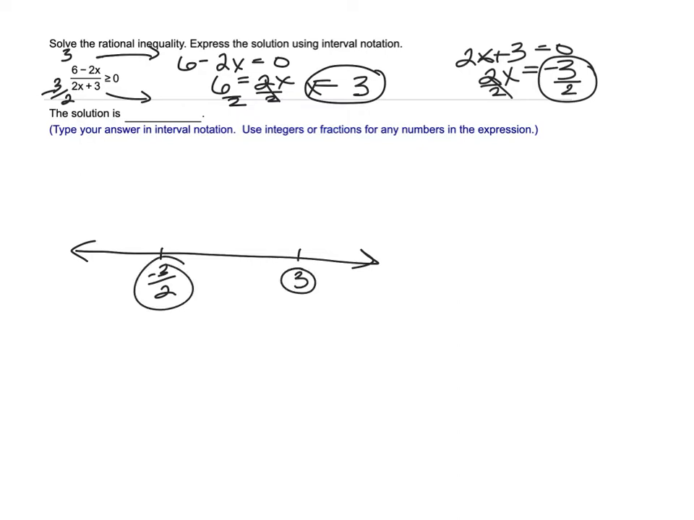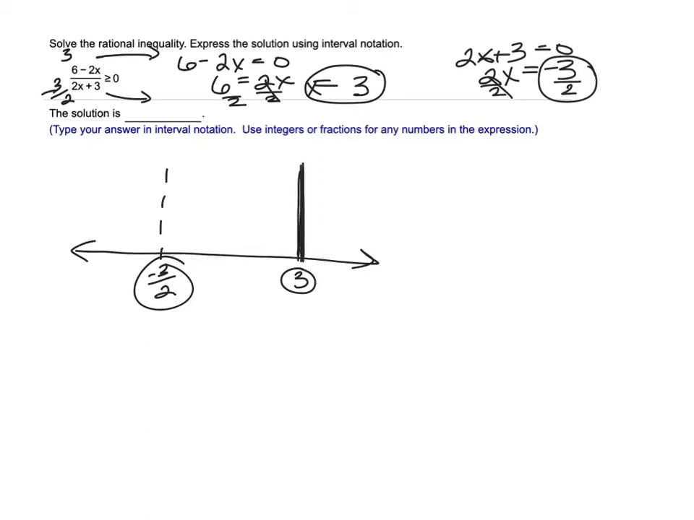Okay, so now if you remember this is where we put dotted and straight lines. Since it's a fraction, you've got to remember the one that made the denominator 0 is always dotted. So the negative 3/2, we're going to do a dotted line. That is because it can never be part of the solution, because it makes the denominator equal to 0, and that is undefined. All right, but now the 3, we can draw a straight line.